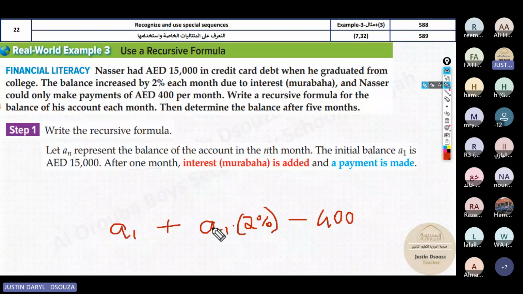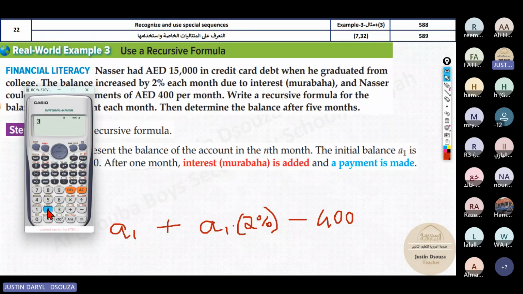Now we need to simplify this as much as possible. 2% is 0.02, or you can just divide it by 100. Why? Because what is percent? Per means divided, cent is 100. Anytime you see this percent symbol, it means division by 100. Otherwise it's 0.02. Otherwise you can just press 2, shift and this, and you will get the answer 2%.